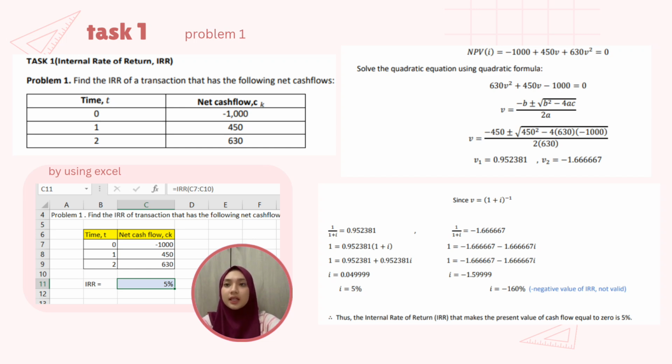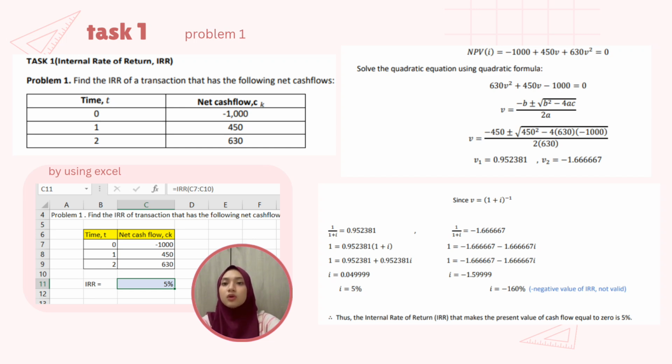The second method is I calculate manually. The first step is I set NPV(i) equal to 0, which is negative 1000 plus 450v plus 630v squared equals 0. I solve this using the quadratic formula, which is negative b plus minus the square root of b squared minus 4ac over 2a. I substitute the values and I get two v values, where v1 is 0.952381 and v2 is negative 1.666667.